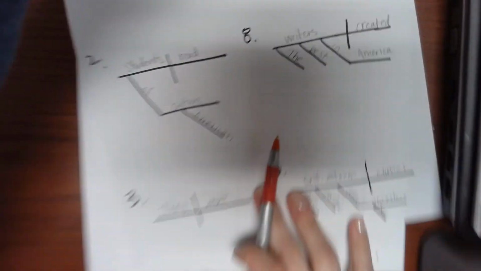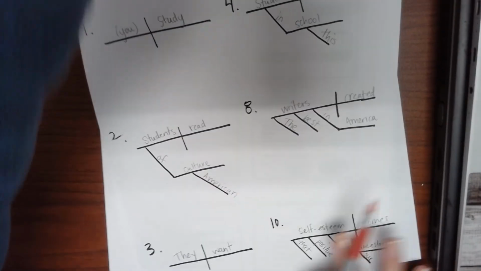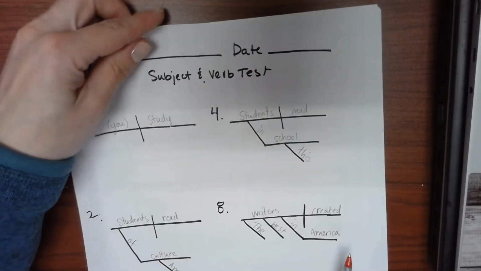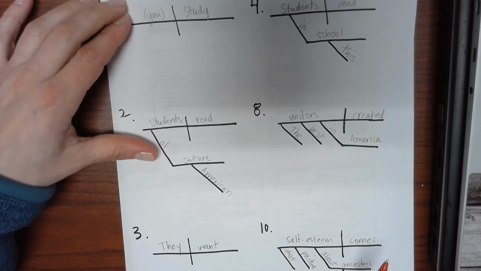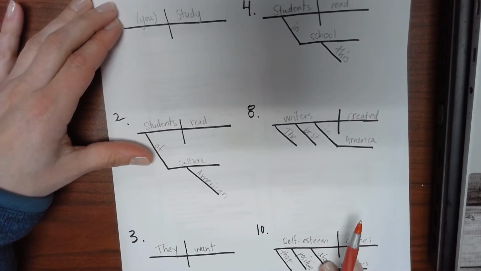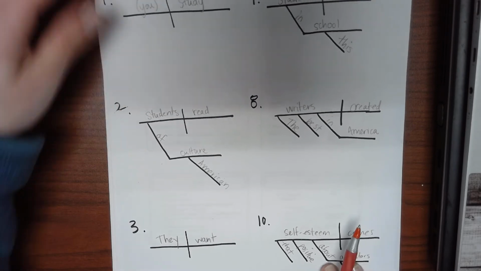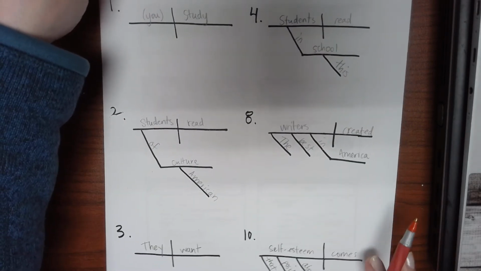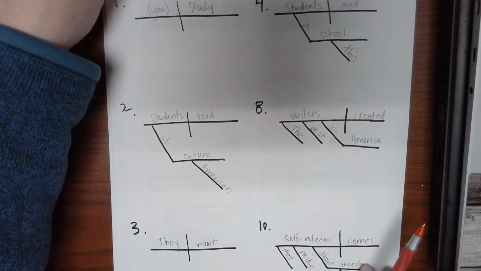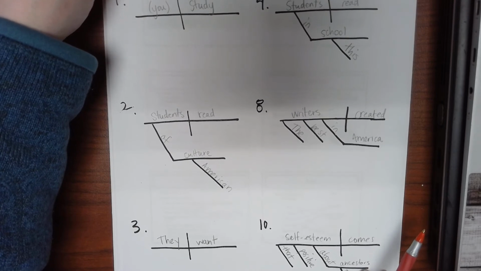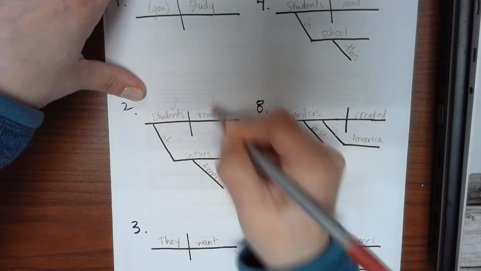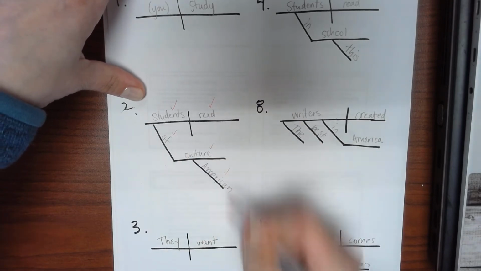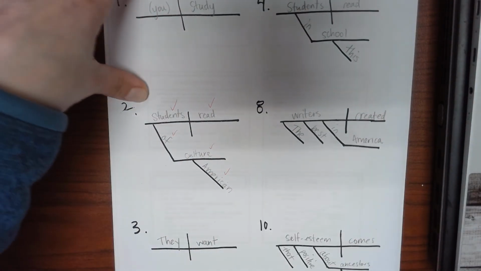The last thing I'm going to do is I'm going to show you the answers for the subject and verb diagram sheet. So you can actually pause the video. You can pause the video to correct your diagramming sheet. And what I do is I just give myself like a check mark when I've got those parts, okay? So if you're missing one or two parts, it's not a big deal.